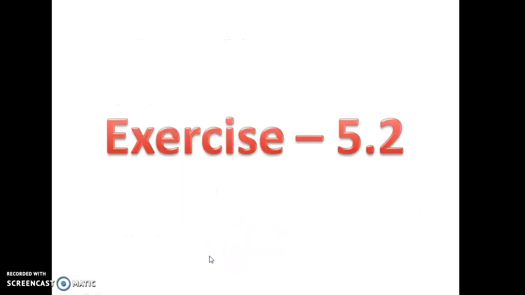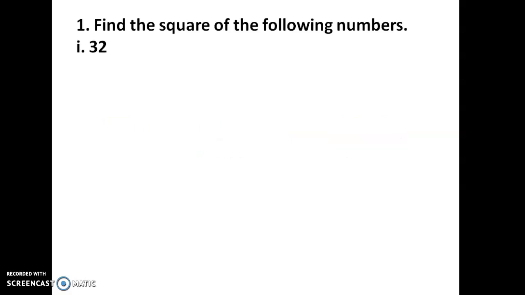Let's move to exercise 5.3. Find the square of the following numbers. The first one is 32. For 32 we have to find the square. Not the usual method of 32 into 32. We are not going to do that method. We are going to use what we learned just now.